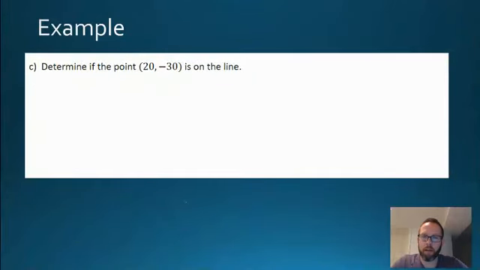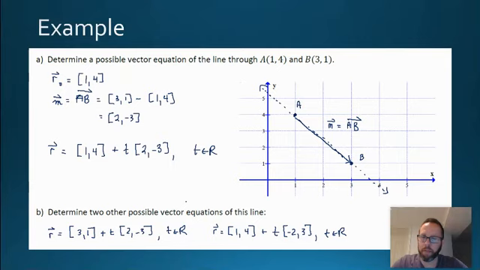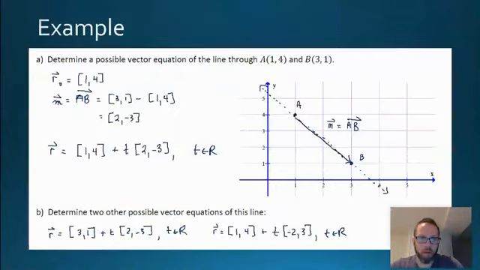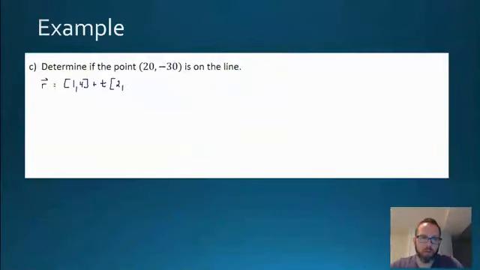So let's see. Obviously, it's impractical to keep extending this graph and see if (20, -30) is on the line. But let's see if we can use our vector equation to figure that out. So I'm just going to copy out my vector equation again. I'll use my original, but you could do this method with any of the forms. (2, -3).